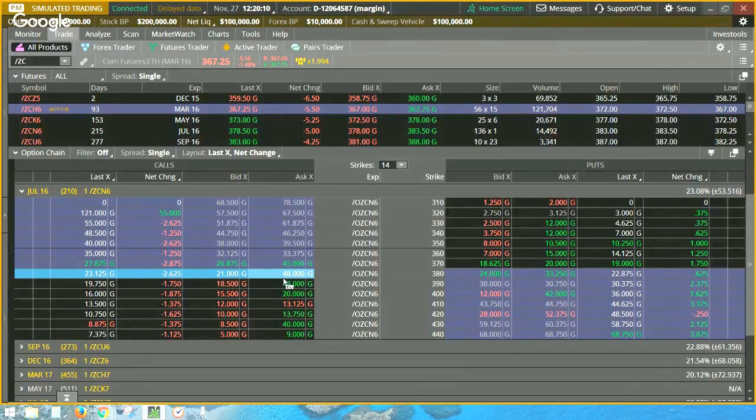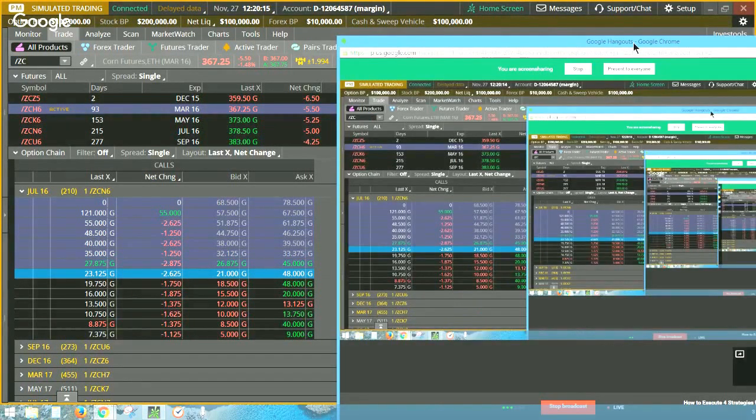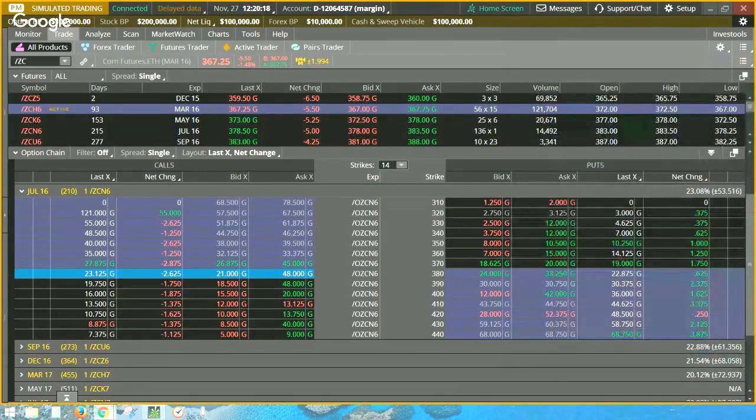So any questions, feel free to drop them in. This stuff can get confusing, so holler at me if you have any questions. If anybody has any other strategies that they want to see how to execute, I'm more than happy to do that as well. So the next strategy: sell the futures short and buy 5 call options.